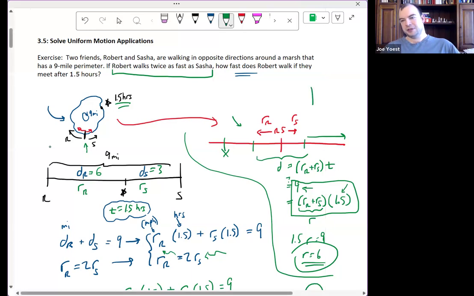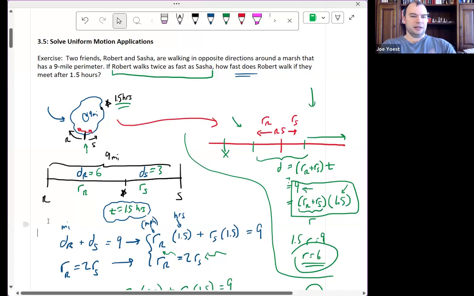This was the algebra. But if you were just to take a gut feeling approach, I think this would be the clearer approach. And then knowing that of that six, 2 parts go to Robert and 1 part to Sasha, that's got to be a 4-to-2 ratio.